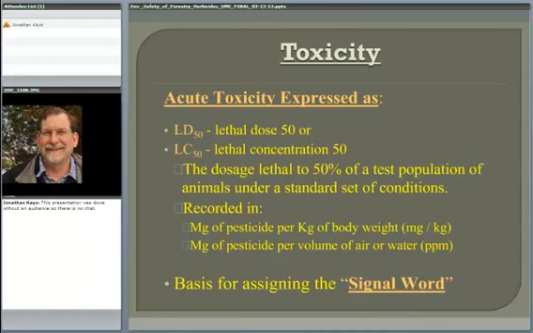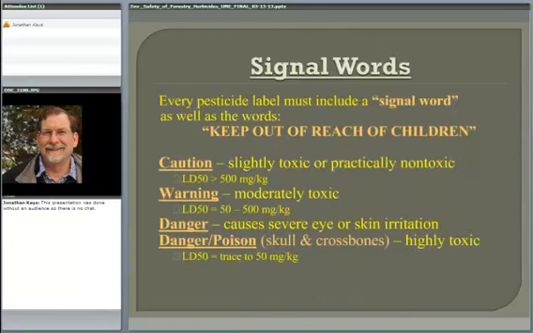Now, that LD50 is the basis for assigning a signal word that you'll see on all containers. Whether it's going to say poison, or danger, danger, poison, warning, or caution. One of those three options. So let's take a look at what that really means. And these are the signal words. So every pesticide label must include a signal word, as well as the words "keep out of reach of children."